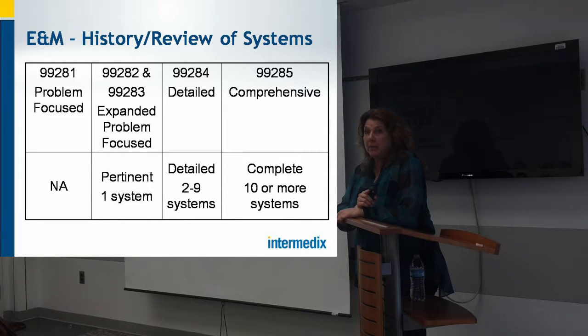Correct. It'll be downcoded if it's not there, but just because you have a full ROS, it's not going to take your intake to a 4 or a 5, because medical decision making is not going to be there. But I don't do it when I'm in the ARC, because I don't want them to say, oh, she does that all the time. Yeah. We don't expect to see a full ROS on every chart, let me clarify.